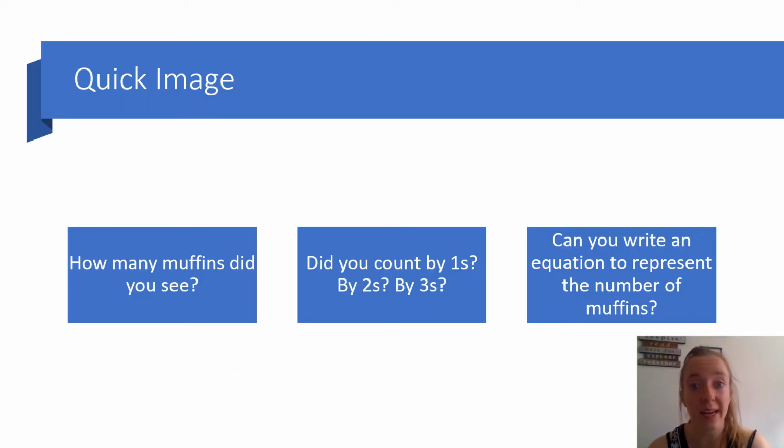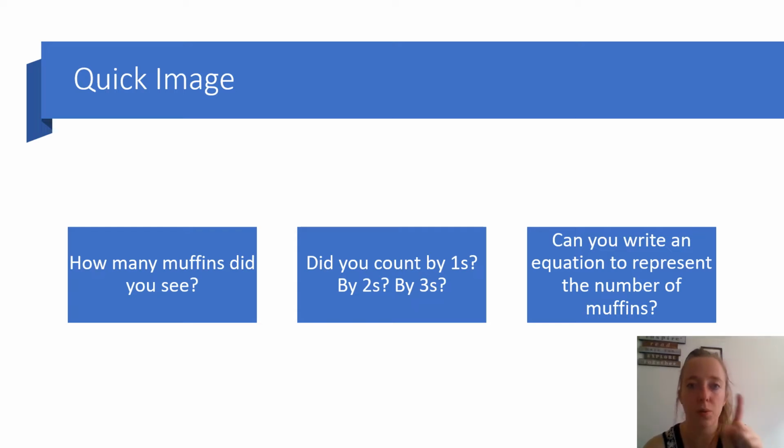Okay, so like I said, how many muffins did you see? Can you hold it up with your hands? Can you show me with your fingers? How many muffins did you see? Right, there were, it's backwards on the screen. 6 muffins, okay? Now, I was wondering, how did you get to 6 muffins?